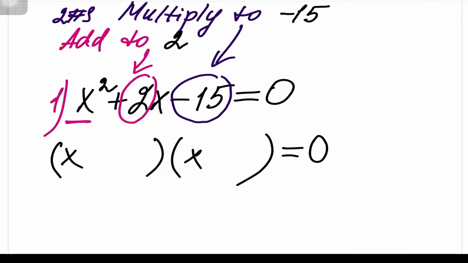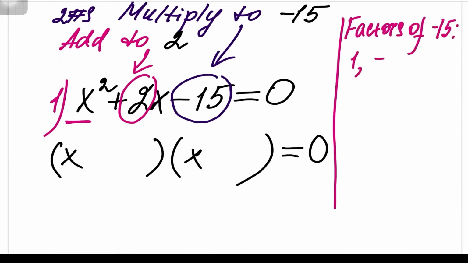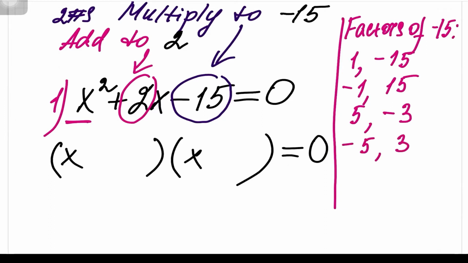Now, we need to take care of the first requirement. So I'm going to list out the pairs of numbers whose product gets to negative 15. And we can rule them out later. It's going to be 1 and negative 15. We can flip the sign, negative 1 and 15. 5 and negative 3. Next, negative 5 and 3.